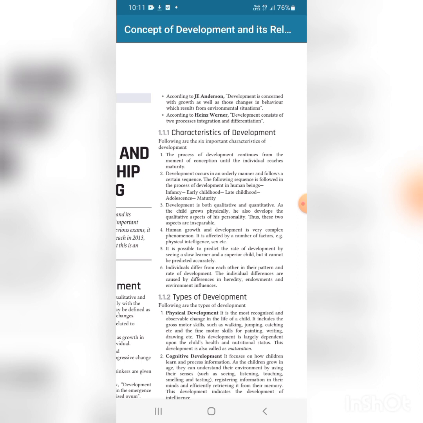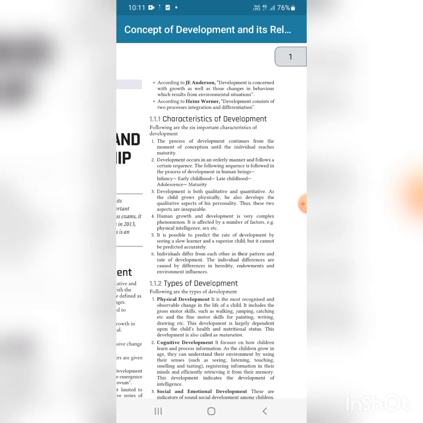First is infancy, which means a period from 0 to 1, then early childhood, which means a period from 3 to 8 years of age, and then middle childhood, which means the age from 9 to 11. Late childhood can also be called middle childhood, and then adolescence, which means the period of teenage, which follows from 12 to 18 years of age, and then maturity, which means the age beyond 18.